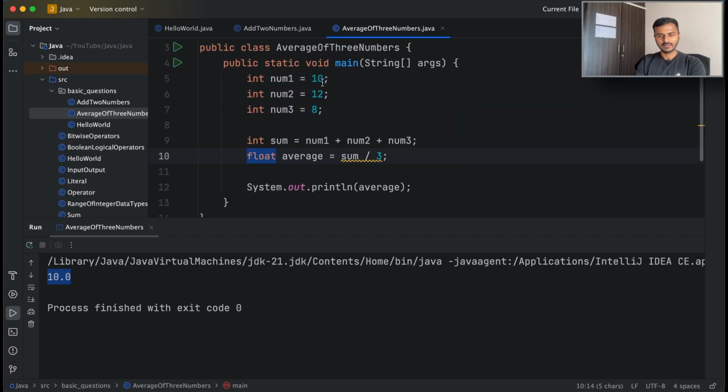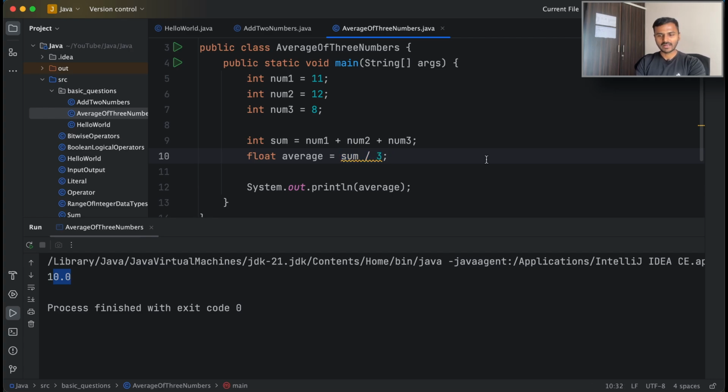But what if I make this 10 as 11? Now we have got 31 as a sum. 31 by 3 would be 10 and 1 by 3, which is 10.33, right? But let's run the code and see what we get. Well, we get 10 again. And that is because sum is an integer. So 31 by 3 is going to give 10 only. And what we are doing here is storing 10 in a float variable. So 10 stored in a float variable would be 10.0.